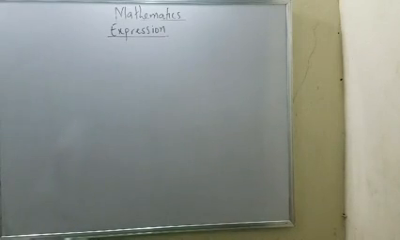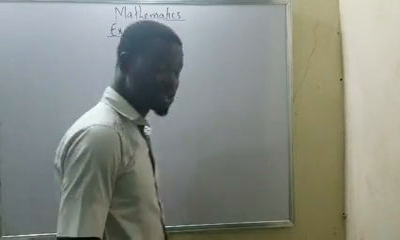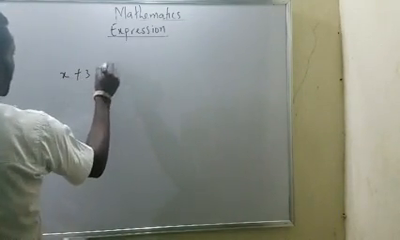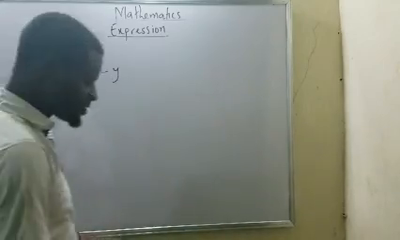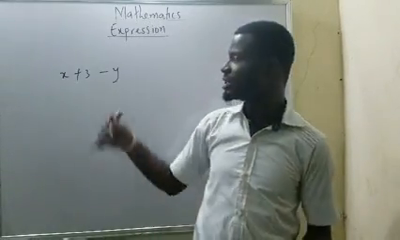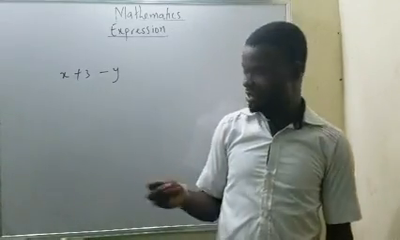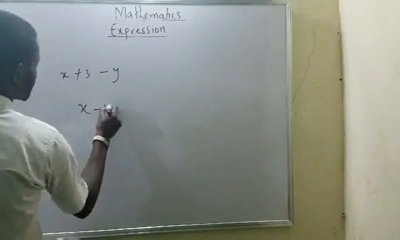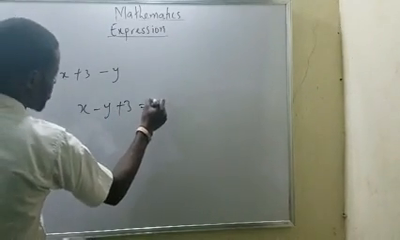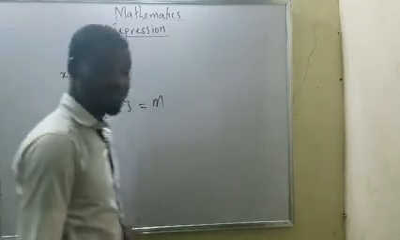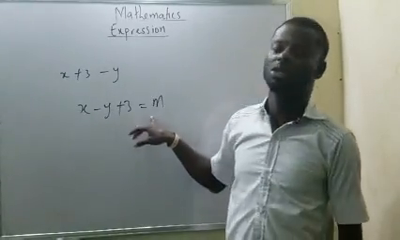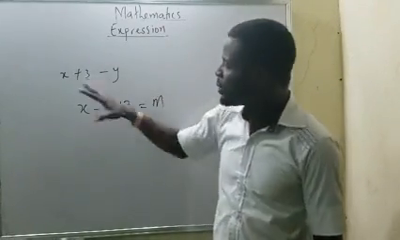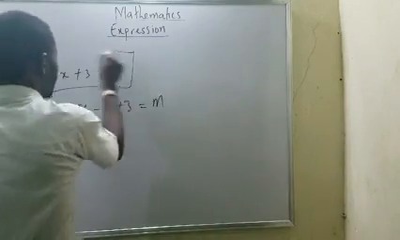We all know what is called expression. I've explained expression is when you are expressing yourself, like x plus 3 minus y. Now, this is a very simple expression. This is an expression that does not have assignment, which is not equals to something. Once I make it x minus y plus 3 equals to n, at this point, the story has changed. It becomes what? Equation.